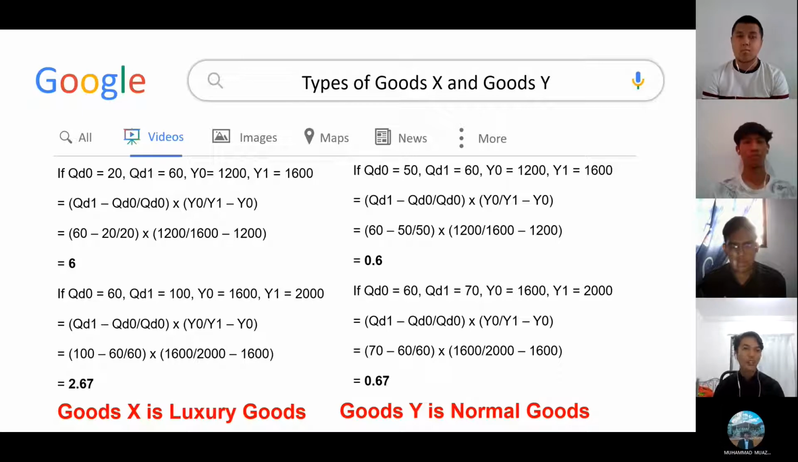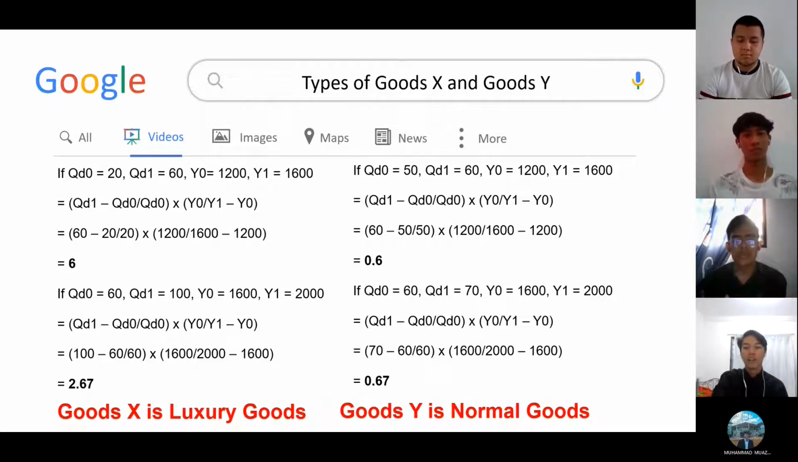So first, let's determine what good X and good Y are. For good X, I use the formula (QD1 minus QD0) divided by QD0, times Y0 divided by (Y1 minus Y0). Let's say QD0 is 20, QD1 is 60, Y0 is 1,200 and Y1 is 1,600. If we calculate it, we get 6, which is more than 1. If the number we get is more than 1, that good is a luxury good. So we can conclude that good X is a luxury good.